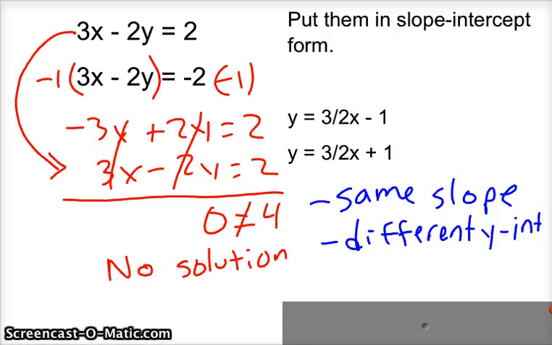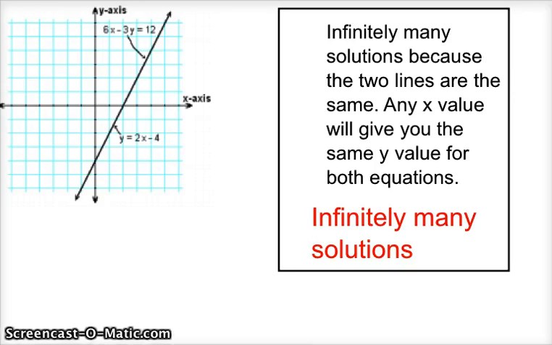The final special systems of equations that we have are systems of equations with infinitely many solutions. So on the front of your last tab you can write infinitely many solutions, and on the inside you can write down the definition. So infinitely many solutions because the two lines are the same. Any x value will give you the same y value for both equations. So here's an example. This is the line for both of these equations. It is the same exact line, so there are infinitely many solutions.